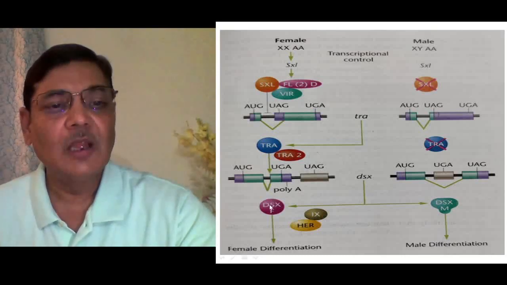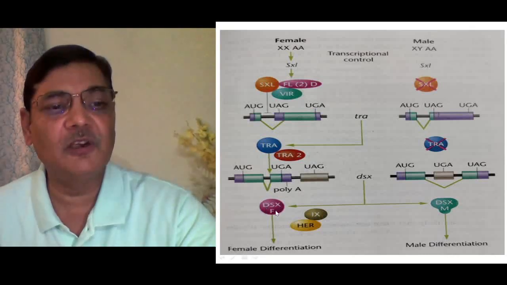So if this female deciding protein, or female specific double sex protein, is available, then it binds with a protein called intersex. IX stands for intersex, and some other proteins are also there, and it will help the differentiation of female sex. And this double sex protein, which is of female nature, will also suppress the differentiation or development of male sex organs, male sex structures. So it functions in two ways. It helps the differentiation of female sex and suppresses all those genes which could help the formation of male sex.